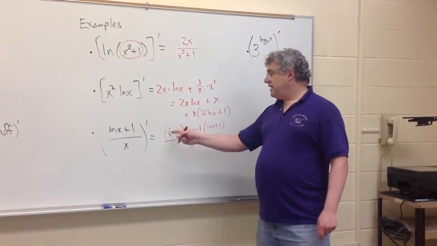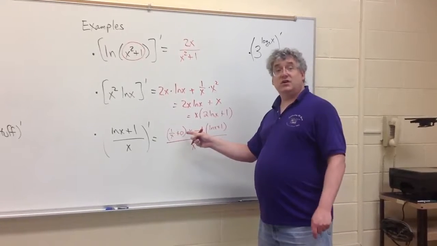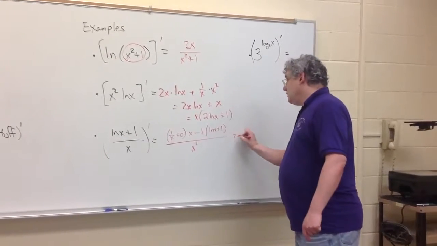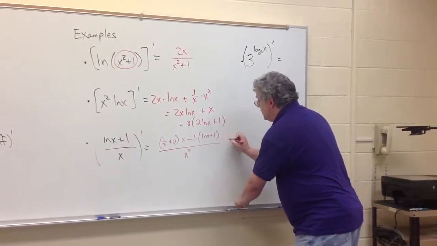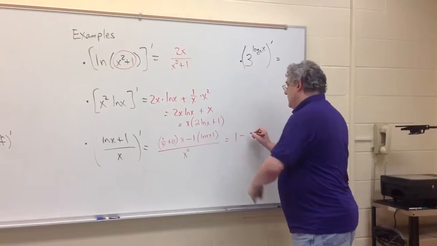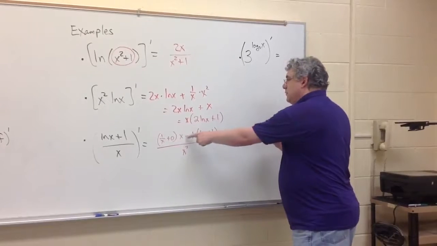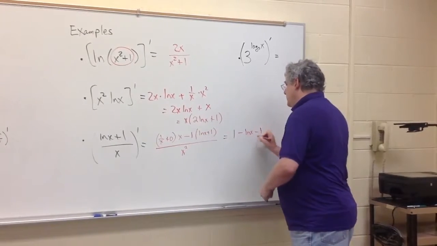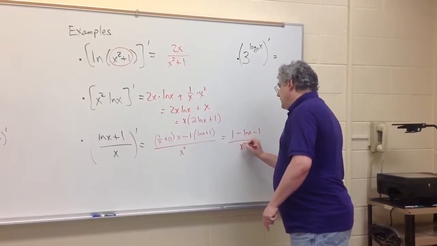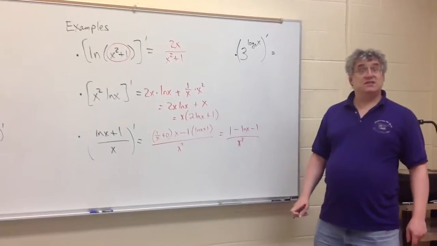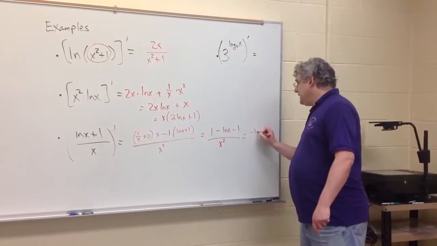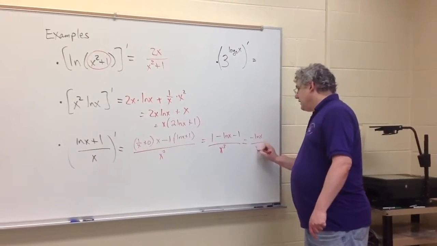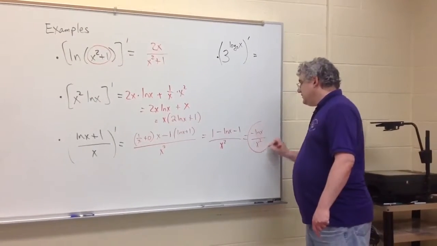Now, simplifying, I've got 1 over x times x. Hopefully you can see 1 over x times x is 1, minus ln x minus 1 times that, so minus 1 over x squared. And now, hopefully you can see there's still one more step, 1 minus 1. I get minus ln x over x squared. That's my final answer.